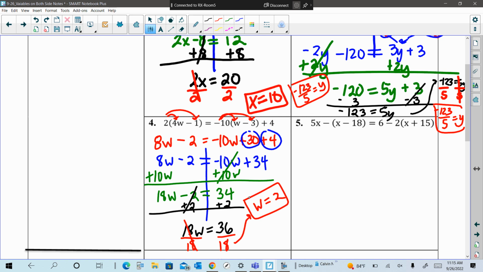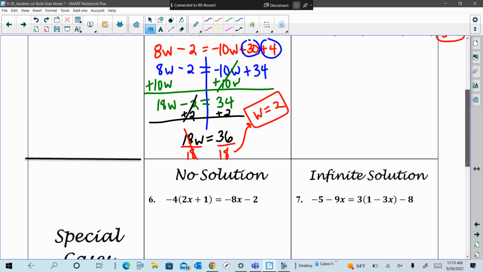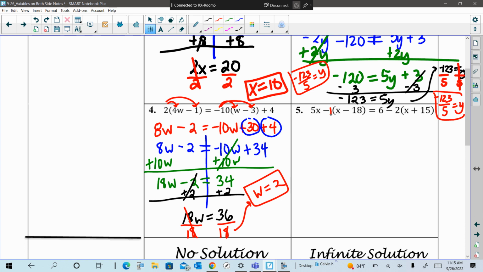All right, so on number 5, we have to distribute first because we have parentheses, but don't forget that there is a 1 in front of that parentheses, which means you are distributing a negative 1. So you would have 5x minus 1x. Negative 1 times this negative 18 now makes that plus 18 equals 6. And then we're distributing the negative 2. So that would be minus 2x minus 30.